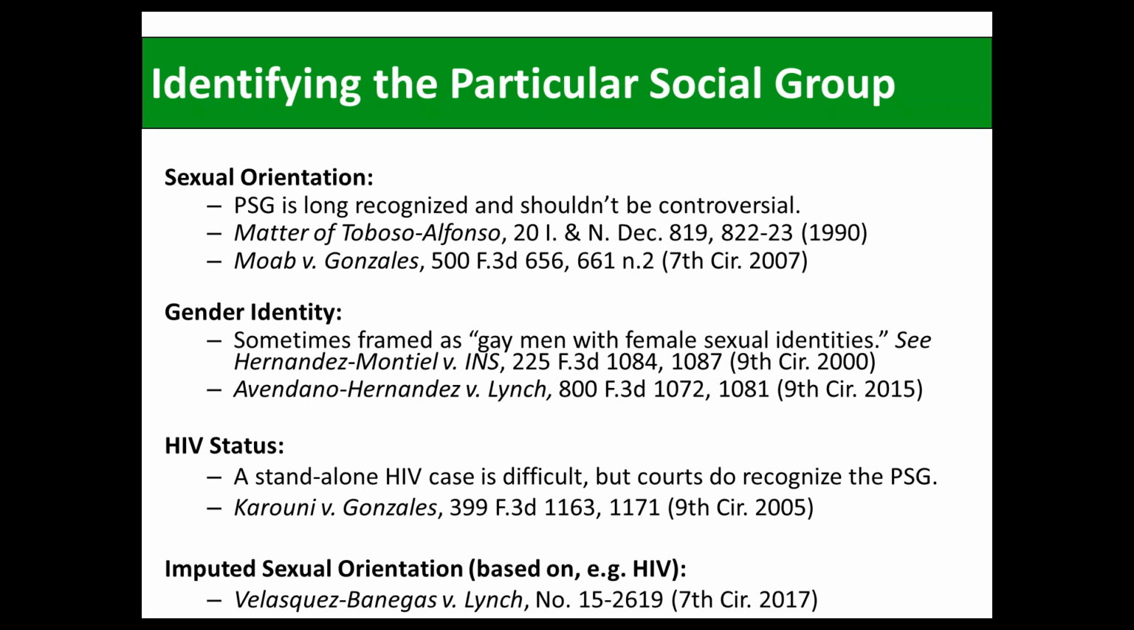And for gender identity, in Hernandez-Montiel, it was framed as, quote, gay men with female sexual identities, end quote. We do not usually use this as our particular social group in gender identity cases. Instead, we suggest using the identity the client most prefers or identifies with. So for example, if you are working with a transgender woman from Mexico, the particular social group would be transgender women from Mexico or Mexican transgender women.